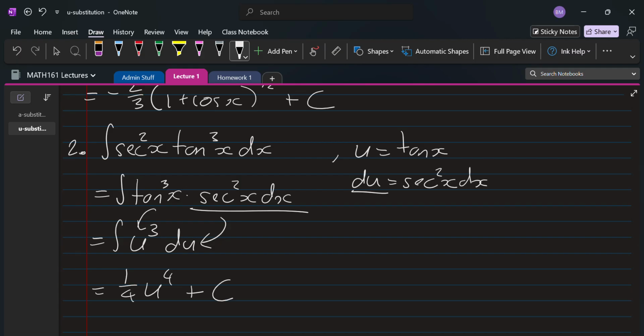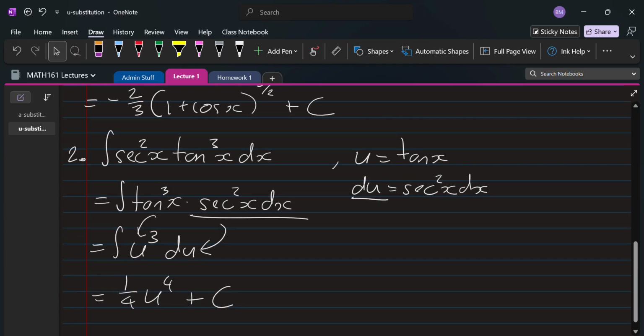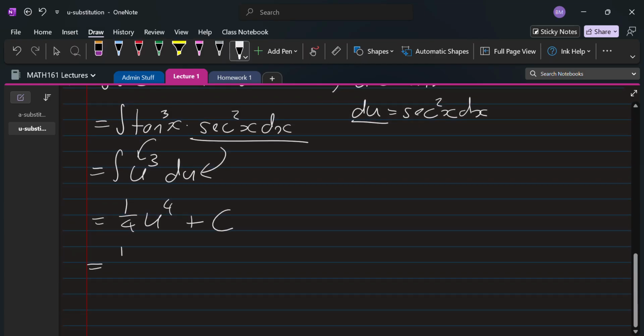So this step of integrating, that should be very easy for you now. Whether it's a polynomial, a trig function, 1 over u, whatever it is, that should be very quick to do now. But we're not done yet. This is in terms of u. We want it in terms of x. U was tan, so this will be 1/4 tan to the 4. Again, plus c.